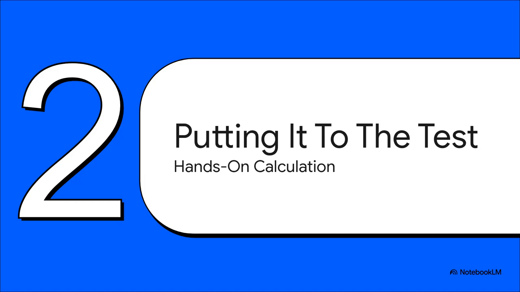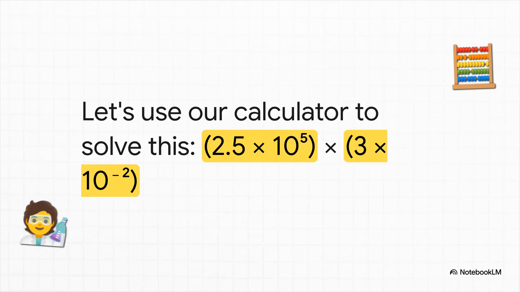Awesome. Look, theory is one thing, but the absolute best way to get this is to actually use it. So we're going to do a hands-on calculation together. I want you to follow along with me on your own calculator. So here's the problem we're going to solve. We're going to multiply 2.5 times 10 to the fifth by 3 times 10 to the negative second. Now, sure, you could try to punch in all those parentheses and carets and multiplication signs, or we can just use our secret weapon and make this way, way simpler.